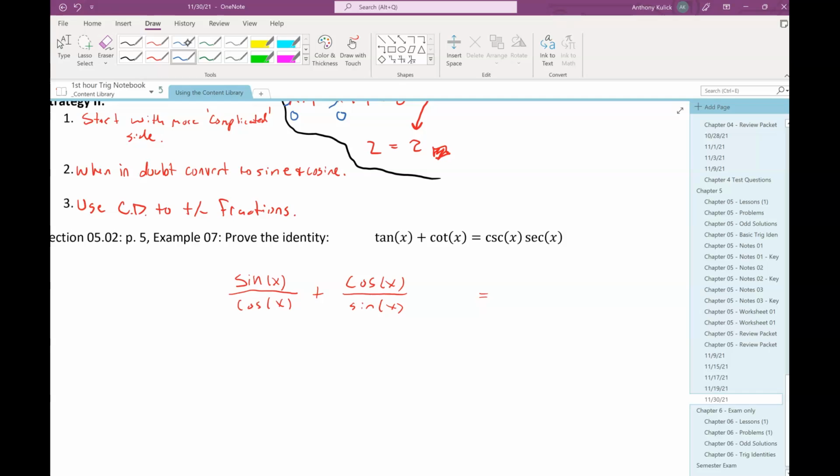Does that make sense to everybody? So the first fraction will multiply by sine x over sine x. And the second fraction by cosine x over cosine x.